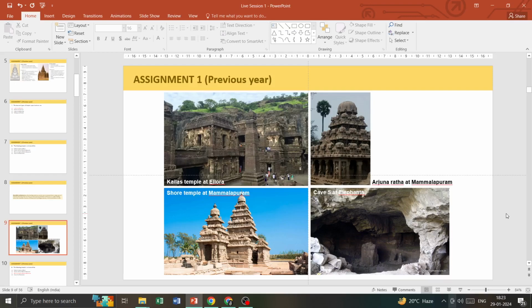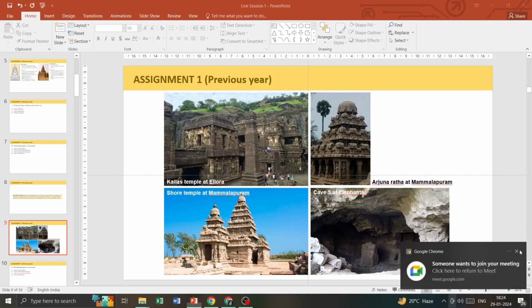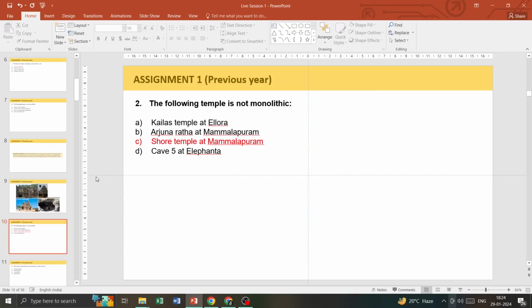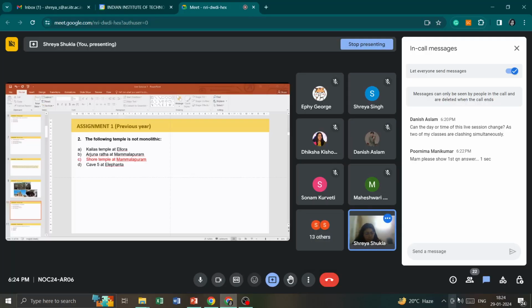Arjun Rath is very famous, and it's a temple which has been carved out of a single stone. The picture you see on the top right hand corner is the picture of Arjun Rath at Mammalapuram. It's made out of rock, it's a stone cut temple. The whole temple has been carved out of one stone. So our answer will be Shore temple at Mammalapuram, because this is a temple which is an assembly of different stones, and has not been carved out of one stone. The question asks which of the following is not monolithic, so the answer is Shore temple.